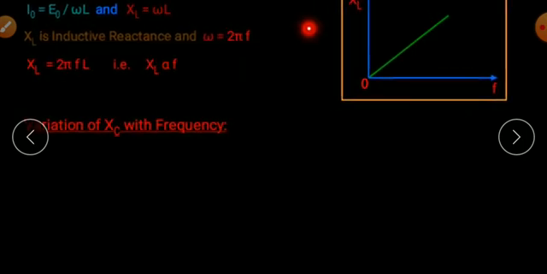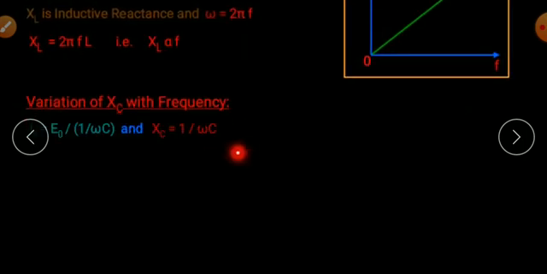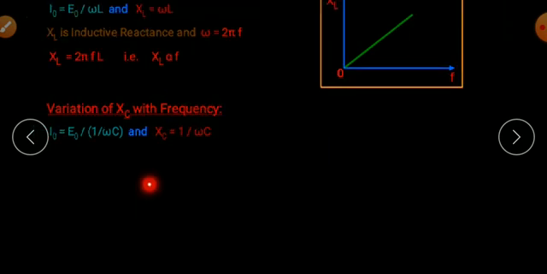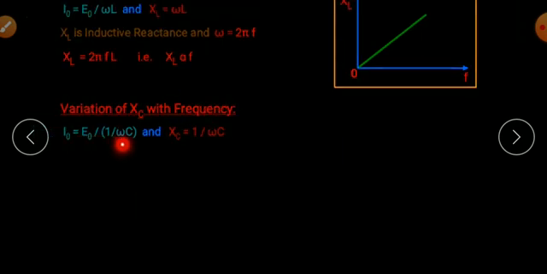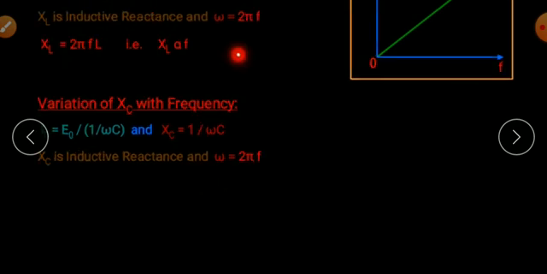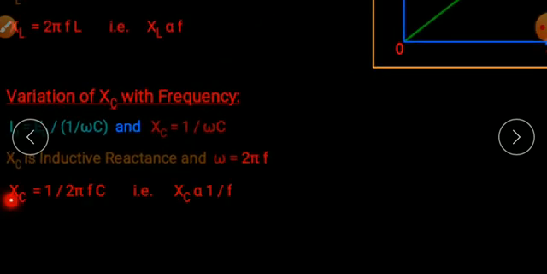Now, variation of XC with frequency. In this case, we have I naught equal to E naught upon 1 upon omega C, and XC equals 1 upon omega C. So XC is capacitive reactance and omega is 2 pi F. So XC is 1 upon 2 pi FC. From this equation, XC is directly proportional to 1 upon F, or we can say XC is inversely proportional to frequency, where XC is capacitive reactance, which means when frequency increases, capacitive reactance decreases.